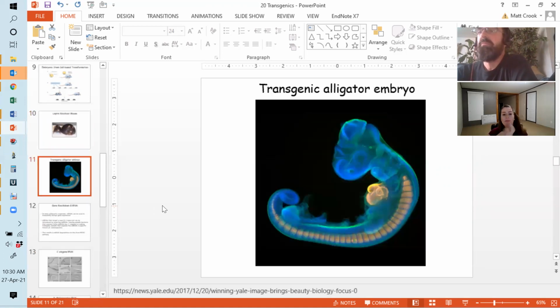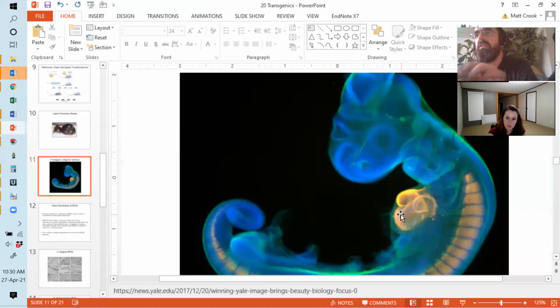Isn't that an amazing picture? This is an alligator embryo, which is expressing different fluorophores, right? Different fluorescently labeled proteins. And the different colors are, I think, from memory, green is nerves, which you can see here. Blue is muscle, right? So you can actually see the developing brain here.